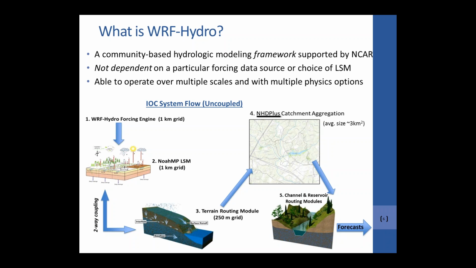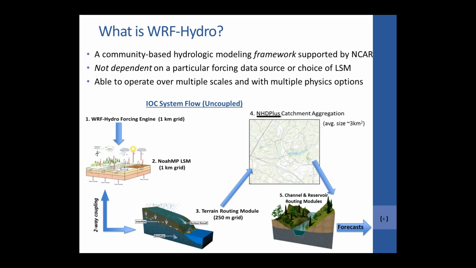This then gets mapped in number 4, gets mapped from that 250-meter grid to a set of catchments. Catchments are basically small river basins. The average size of them is about 3 square kilometers across the country. There's about 2.6 million of them. We've taken these from a particular data set called NHD Plus version 2. You consider it, the term would be a hydrofabric.